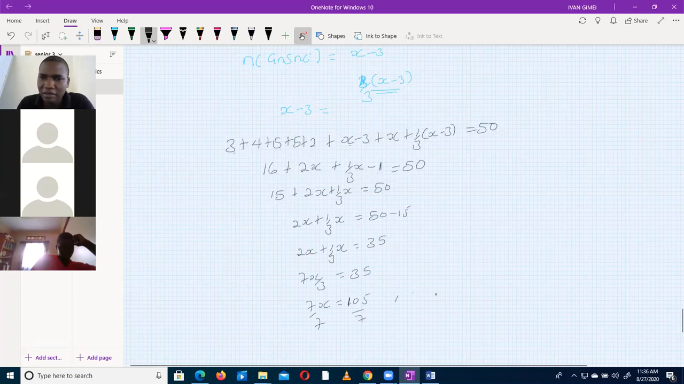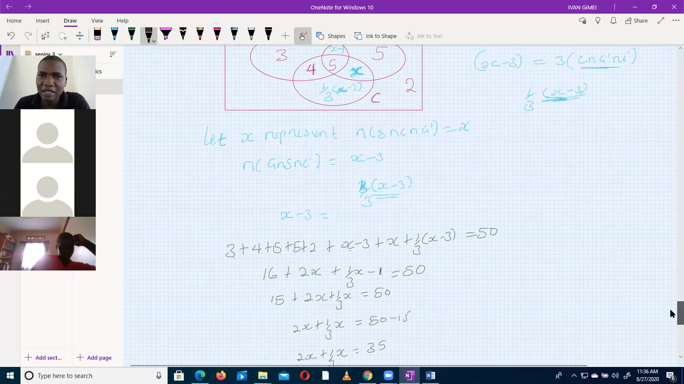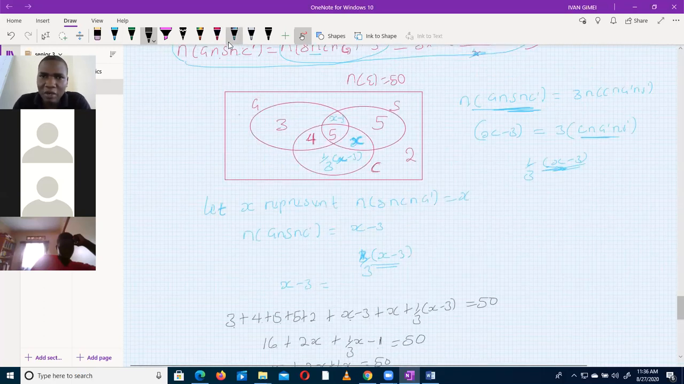X will be equal to what? Is it 15? Yes, 105 divided by 7, it is 15. So X is 15. That means that according to my Venn diagram, here I'm supposed to be having 15. Here I'm supposed to be having 15 minus 3, 12, 12 divided by 3, this will be 4. And this one will be equal to 12, like that.